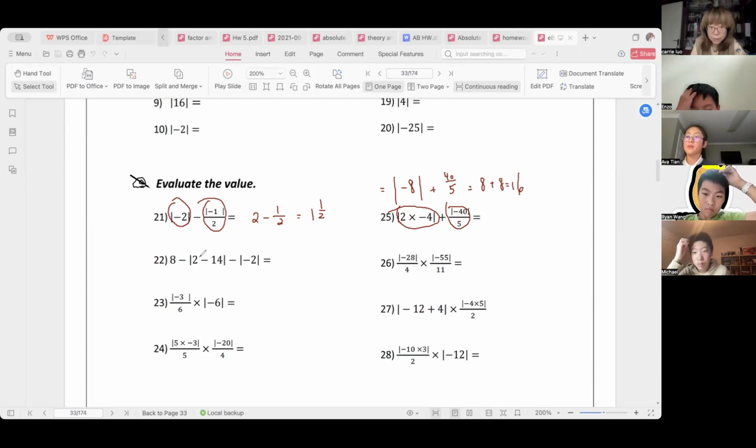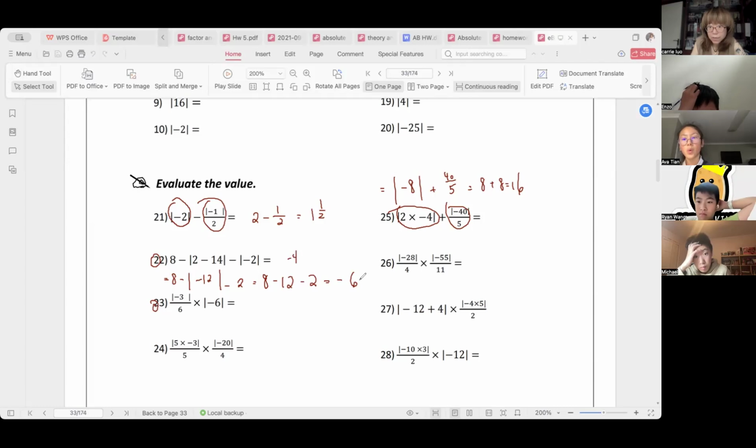Okay, so let's take a look at this one. I'm going to do number 22 and 23 with you. So number 22, I'm going to do 8 minus, 2 minus 14 equals -12. But don't forget, we have absolute value minus the absolute value of -2, which equals 2, right? So the answer is 8 minus 12 minus 2, equals -6. Because 8 minus 12 equals -4. -4 minus 2 equals -6. Understood? Okay, just one step back.